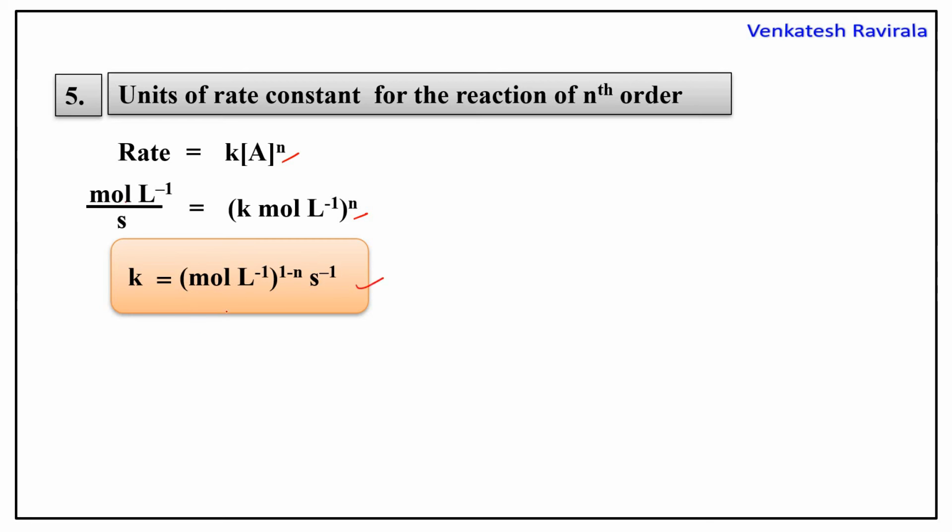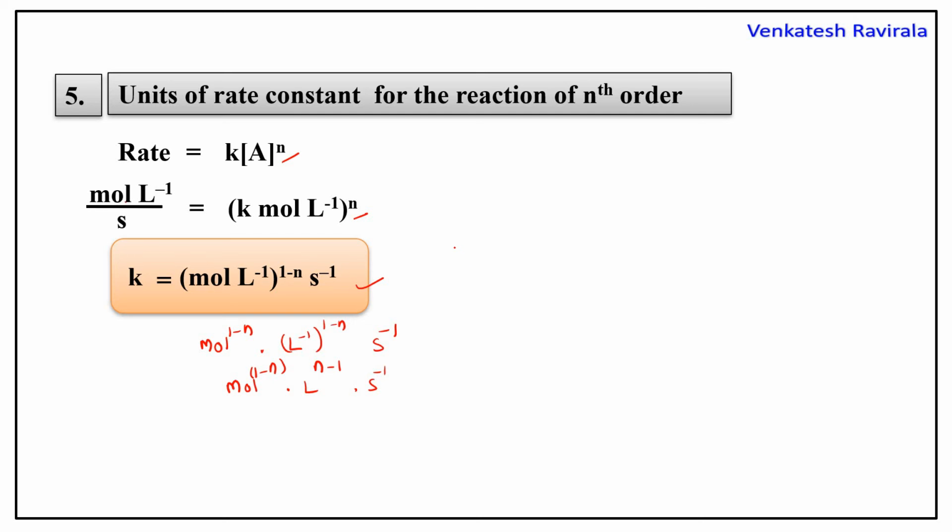Now we can substitute very simply like this. Mole to the power of 1 minus n, into liter to the power of minus 1 into 1 minus n, and s to the power of minus 1. I am writing mole, again 1 minus n. Next, liter: multiply minus 1 and minus n, we get n minus 1, per second.